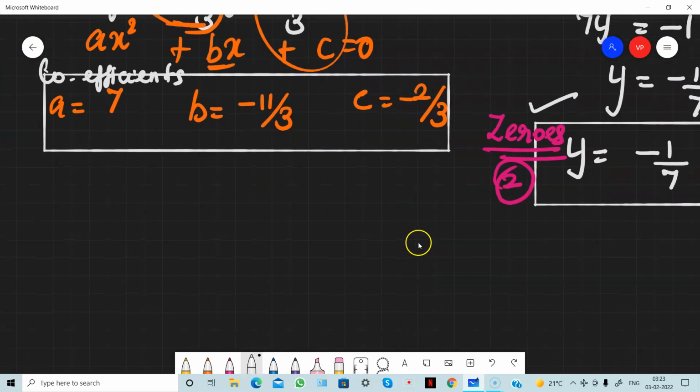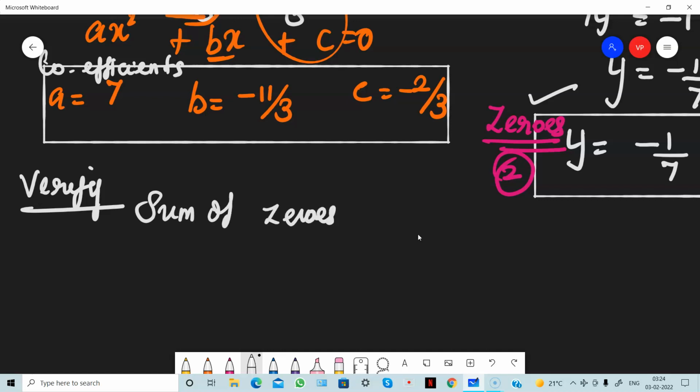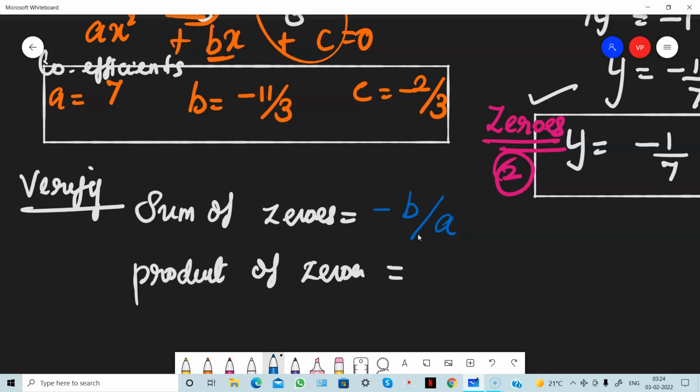Right. So, now I am going to verify. How will you verify, students? I am going to find the sum and product of the zeros. Okay. So, we have a formula, right? You can take the sum of zeros. What is the formula for the sum of zeros? This is very important, that is negative b by a. And what is the product of zeros? Yes, that is c by a.